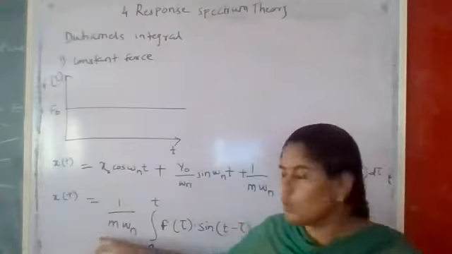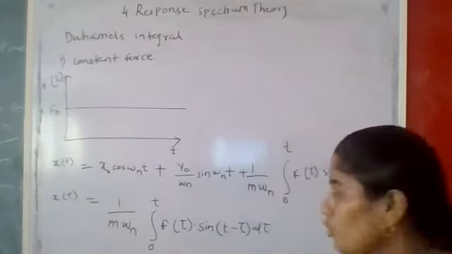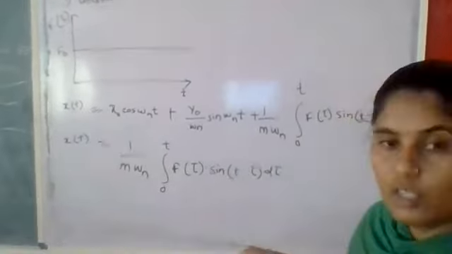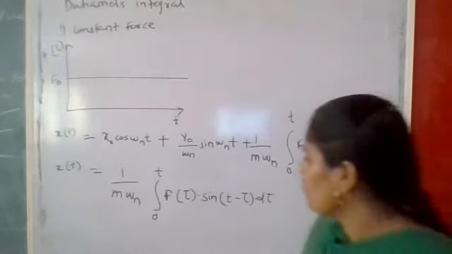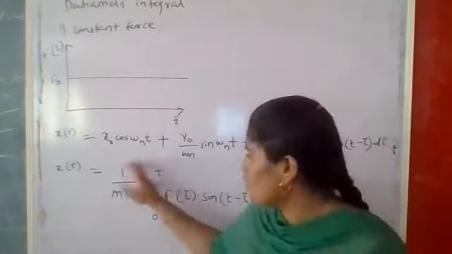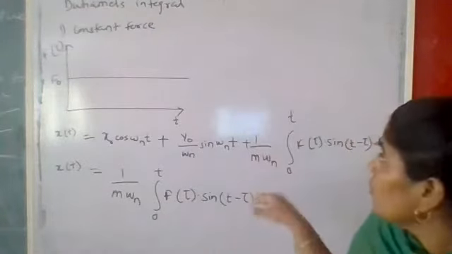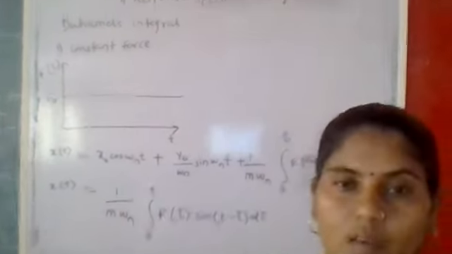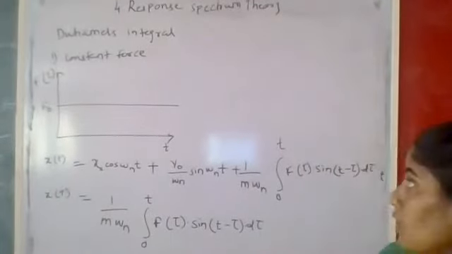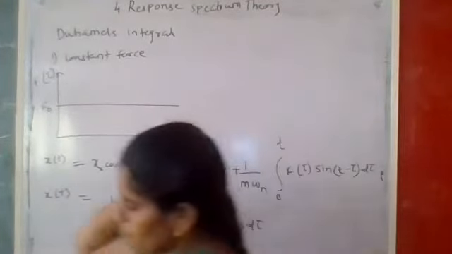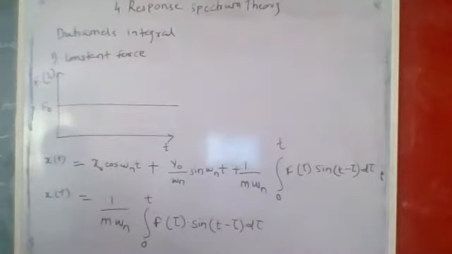That is, x of t is equal to 1 upon m omega n into the integration from 0 to t of f of tau into sin of omega n into t minus tau d tau. Based on this, we will solve for x of t by resolving this integration. Before that, all of you write down the heading constant force Duhamel's integral. Below this, write down the constant force and draw this small diagram in your notebook.